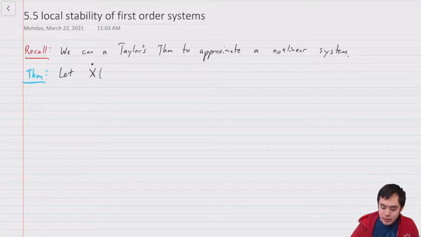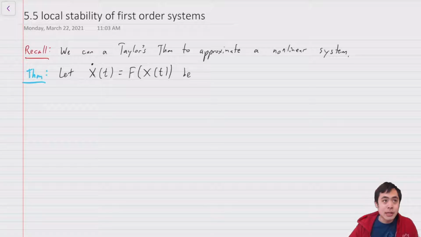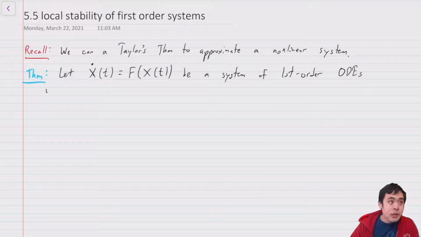Let x dot of t, a system of equations, or a vector-valued function, be equal to f of x of t. This is a first-order system of first-order equations, ODEs. Actually, let me give this a compare. So this is similar, so compare this against video 2.8.